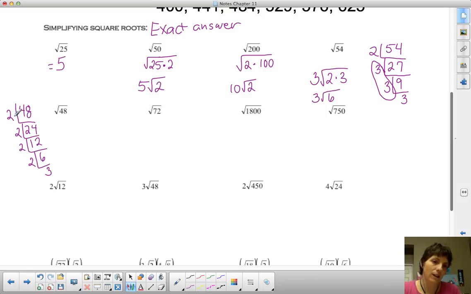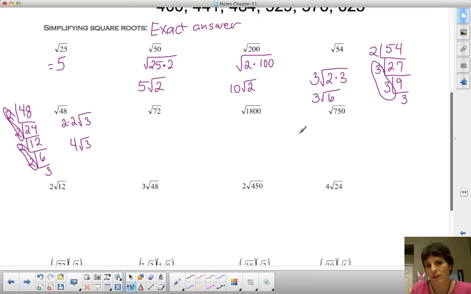So pairs of prime numbers move to the outside. So I have a pair of 2's on the outside. Now I have a second pair of 2's on the outside. And this 3 didn't have any pairs, so it's left inside or under the radical. Everything on the outside gets multiplied. Everything on the inside would be multiplied. So in this problem, I have 4 square root 3, just like I was expecting.